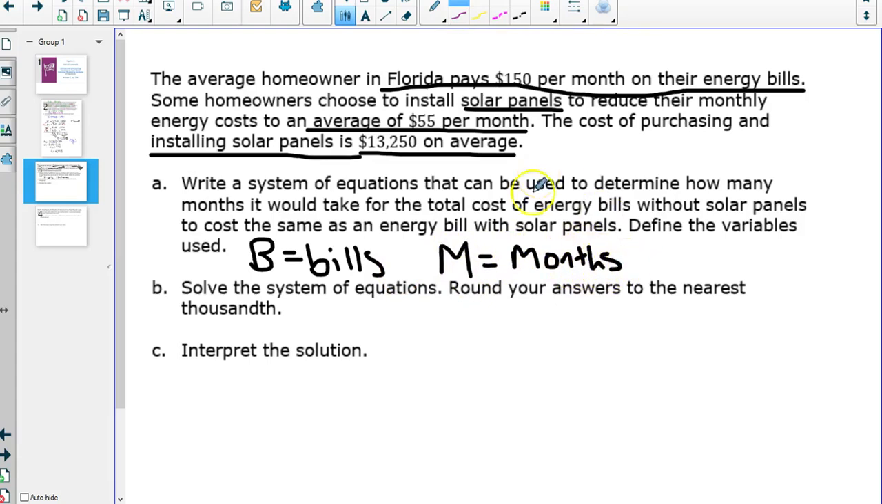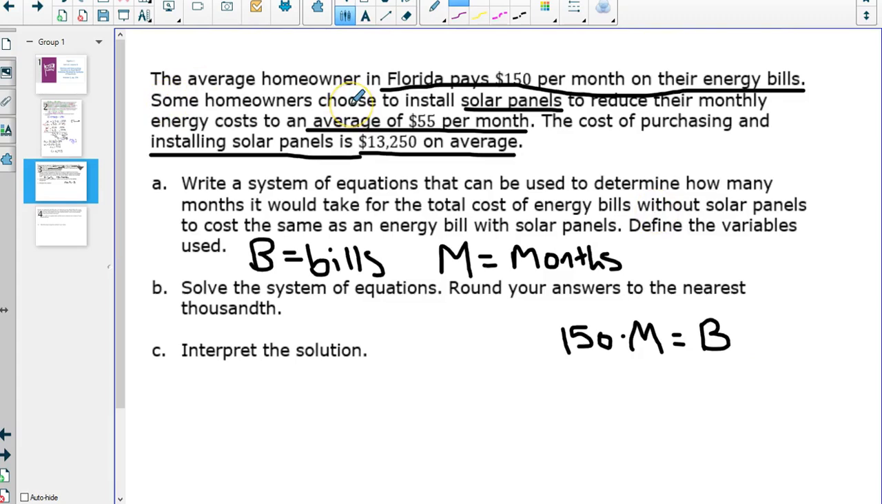Okay, now we need to write two equations because we have two variables here, right? So let's look at the first situation. If somebody in Florida does not have solar, they're paying $150 per month. Per is multiply, so 150 times M, and that's equal to their bill. Okay. Now let's look at our second situation.